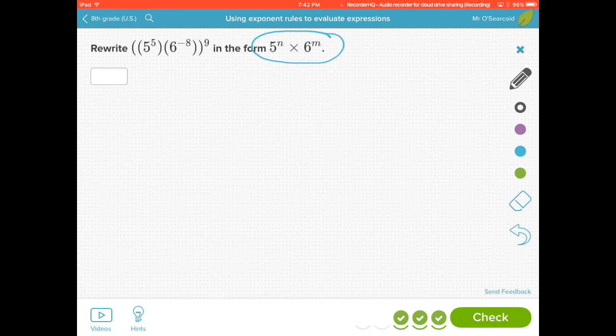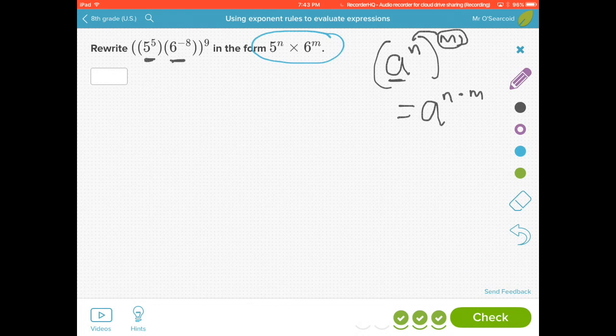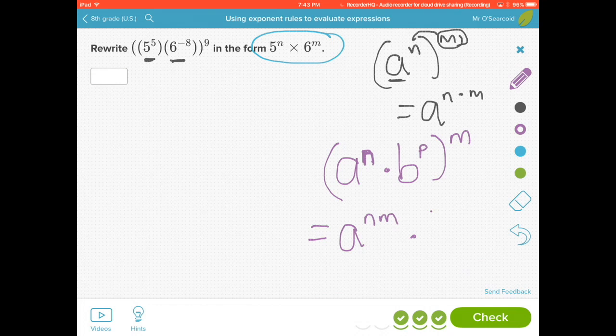So if you remember, our power rule told us that a to the n, all to the power of m, is equal to a to the n times m. Now, that's just happening twice. Each of these in here are just multiplied times each other. So it's like you bring this m in as many times as there are a's. An extension of this rule would be, say, a to the n times b to the p, all to the power of m, is going to be equal to a to the nm times b to the pm. And that's there, of course, multiplied.